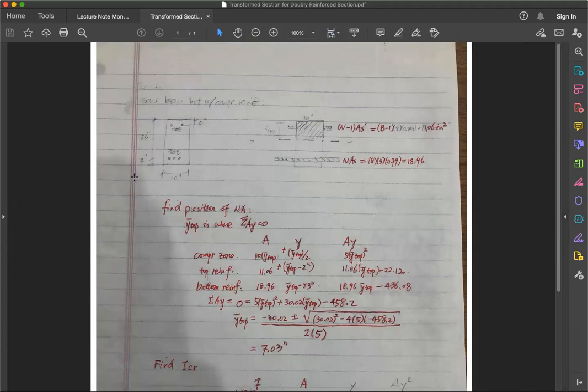You can see that this is a rectangular section. I have compressive reinforcement, 3 number 8 on the top, and tensile reinforcement on the bottom. Height is 25 inches and the depth is 23 with concrete cover 2 inches. The only difference between this section and the section we showed in class is that we have compressive reinforcement here. Like I said again, you cannot use KD for this case.